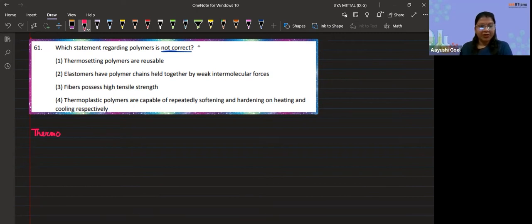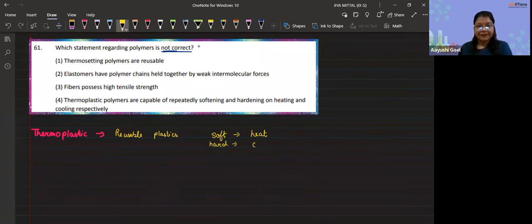Thermoplastic polymers are reusable plastics which soften on heating and harden on cooling. They soften when you heat them, and they become hard when we cool them. So they are reusable. I can melt them and give them any other shape, and then just cool them so they will keep that shape.